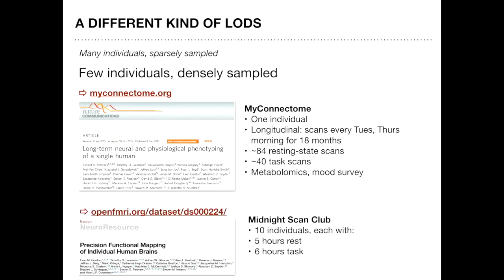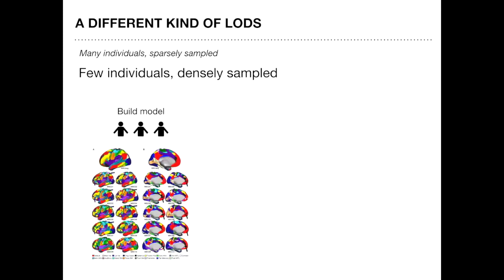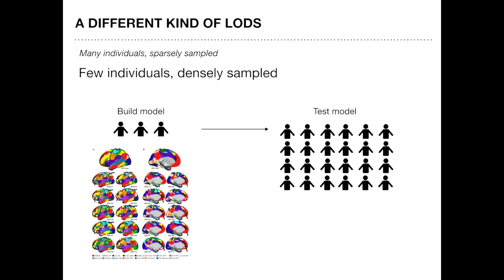And inspired by this, the Midnight Scan Club has just released their data set, which contains 10 individuals worth of data with hours and hours of both rest and task on each person. So this is a different way of thinking about big data. Instead of getting a little bit of data from a lot of people, you're getting a lot of data on just a few people. And this could be a really nice complement. You can imagine that if you have a really high signal to noise, even if you have a smaller population, you could try to build a model on these really well characterized individuals, and that may be a better model that you could then test on a larger data set where maybe you have a little bit less data but you have a lot more subjects, and thinking about ways to use these different types of data sets in ways that complement one another.